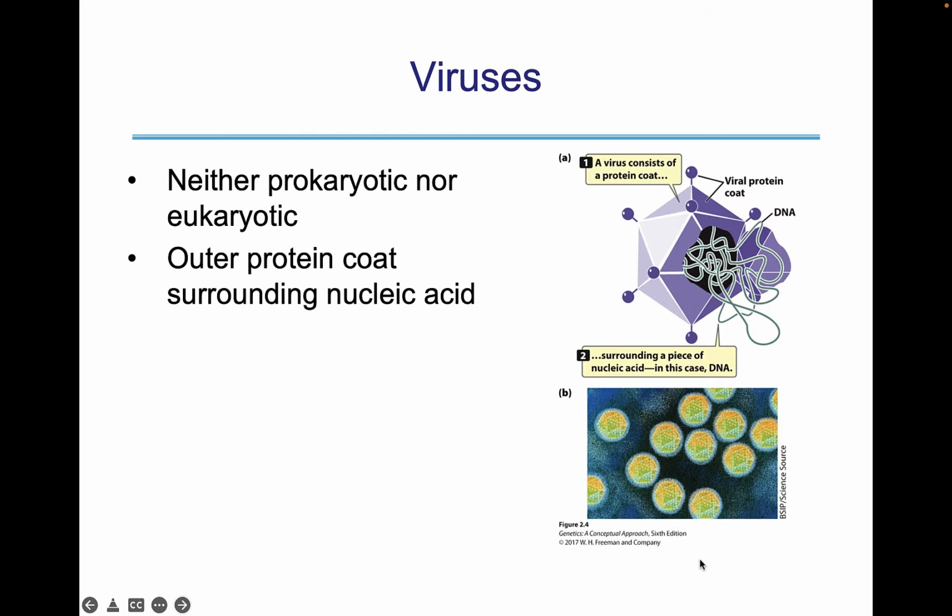Now, viruses are neither prokaryotic nor eukaryotic because they don't possess the structure of a cell, okay? Viruses actually have a simple structure that is composed of an outer protein coat that encapsulates the nucleic acid, whether it be DNA or RNA.